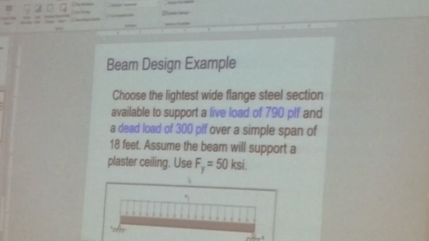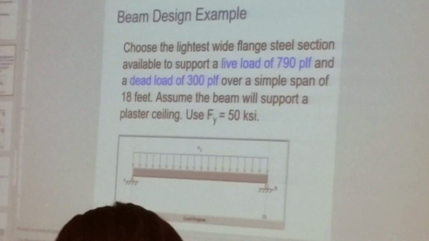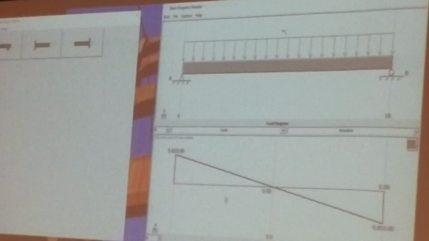Full magnitude from the curriculum example, which is 790 plus 300, 1090 pounds per foot. It drops it on the beam and it analyzes, gives me shear and moment. Good so far? Yeah. Okay.